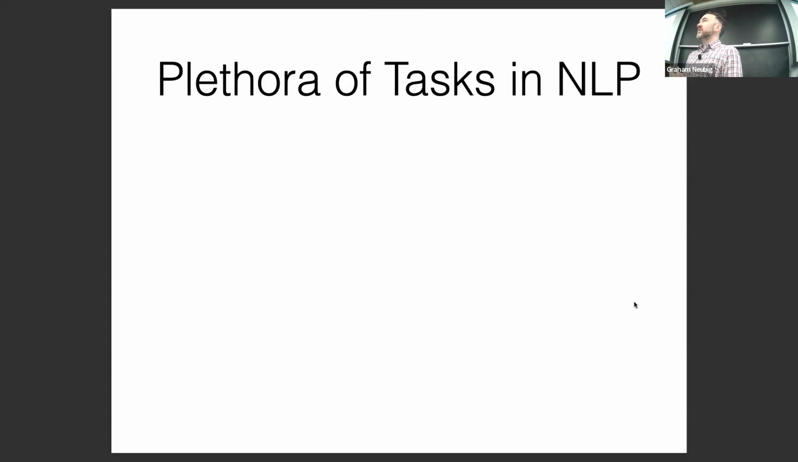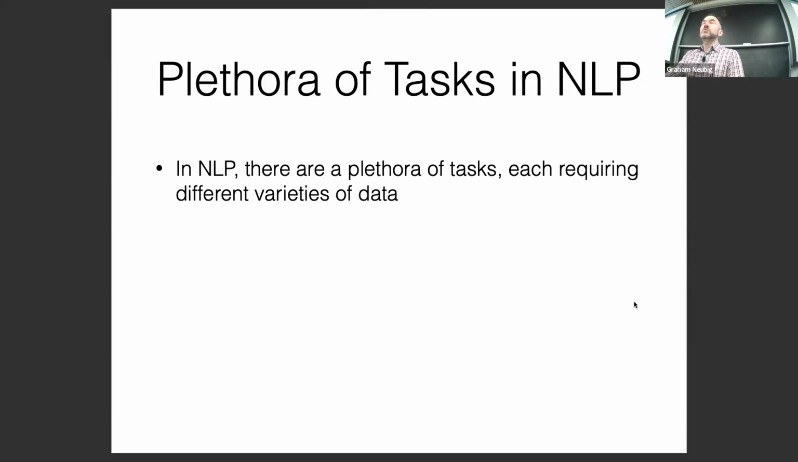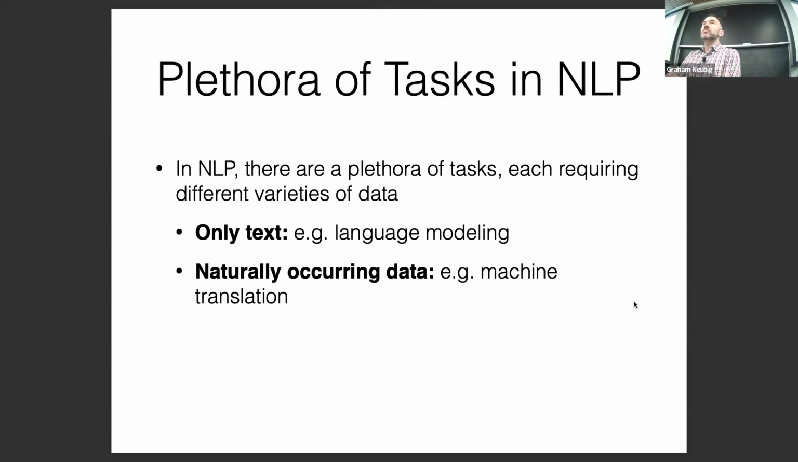What this basically takes advantage of is that we have many, many different tasks that we can be solving in NLP, and each requires different varieties of data. Up until this point, we've talked a lot about tasks that only require text, such as language modeling. Then we also have tasks that require only naturally occurring data, like data that we don't have to create by hand for the purpose of training language models or NLP models. This includes stuff like machine translation.